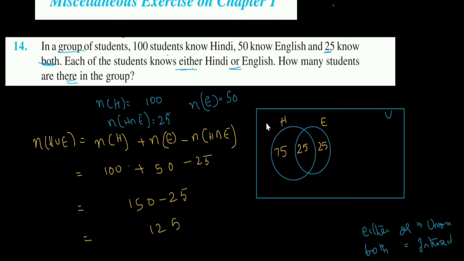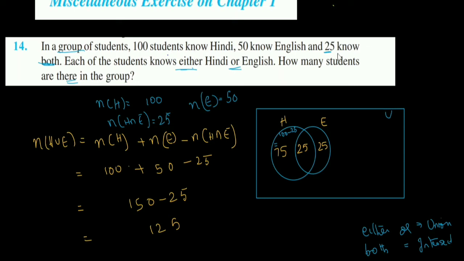100 know Hindi. This is the circle for Hindi, the region for Hindi. 25 know both, so the remaining you have to write here. That means from 100 you subtract this 25 and write it here. There is 75. Don't write 100 here because the full circle is 100.